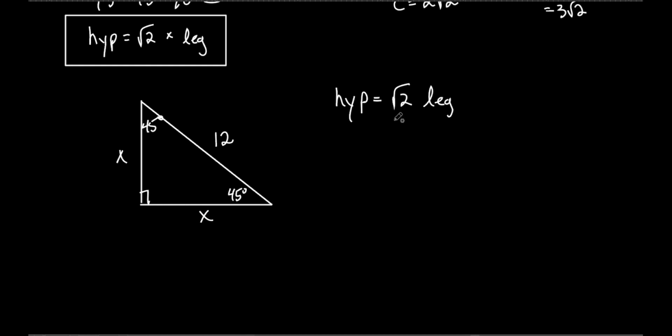Okay, so let's plug the numbers in. What do we know? Do we know the hypotenuse? Yeah, it's 12 equals what? Square root of 2 times what? The leg, which I don't know. I called it x.